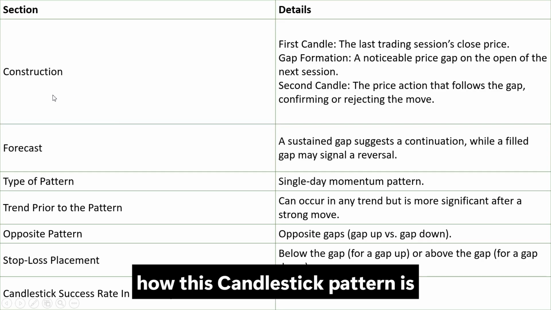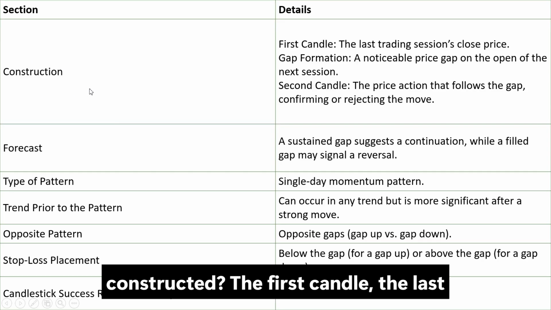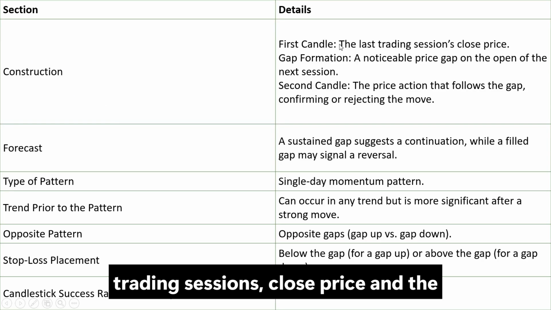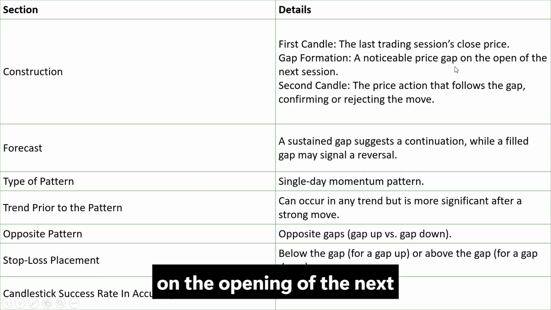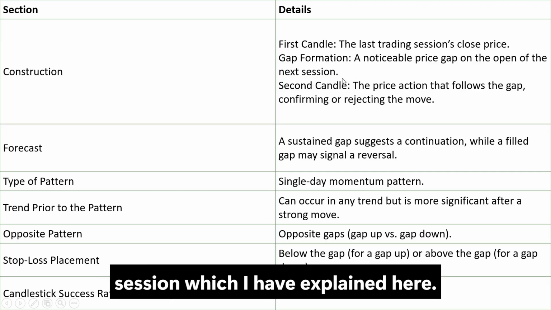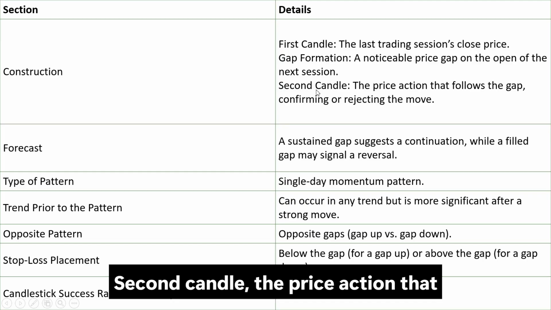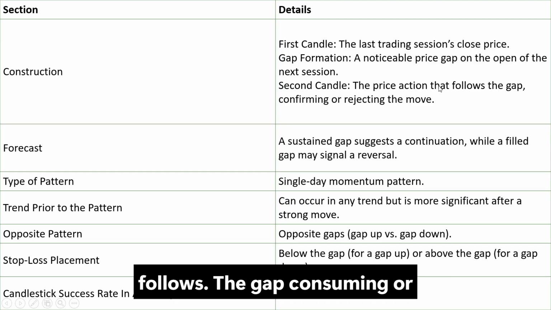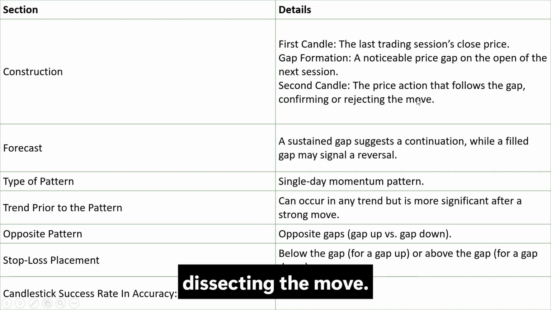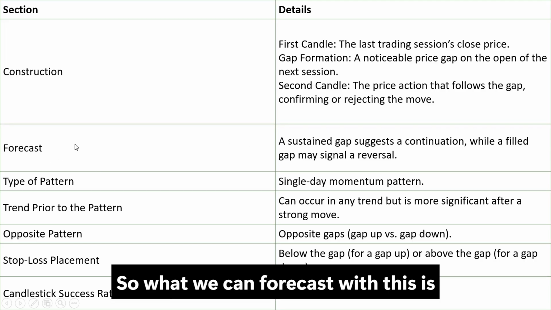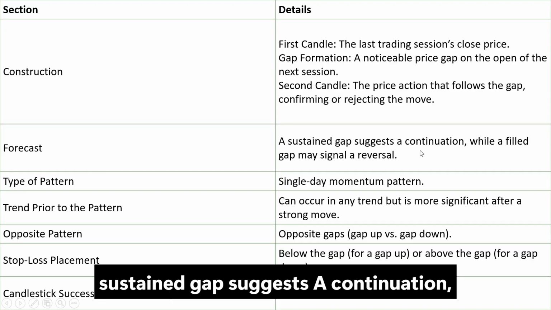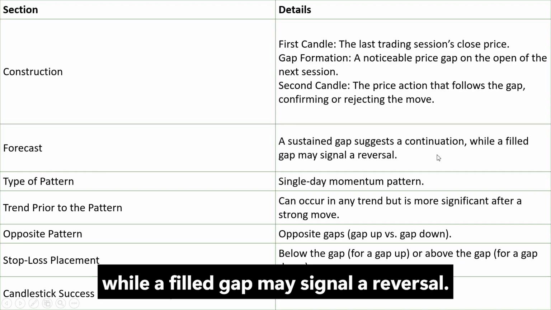So how is this candlestick pattern constructed? The first candle is the last trading session's close price, and the gap formation is a noticeable price gap on the opening of the next session, which I have explained here. The second candle is the price action that follows the gap, confirming or rejecting the move. So what can we forecast with this? A sustained gap suggests a continuation, while a filled gap may signal a reversal.